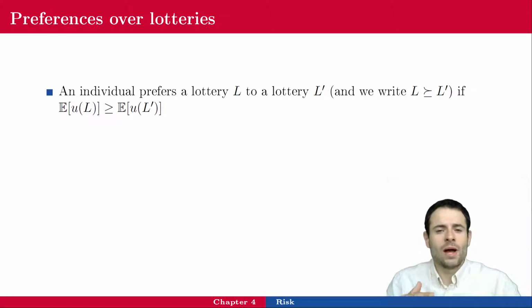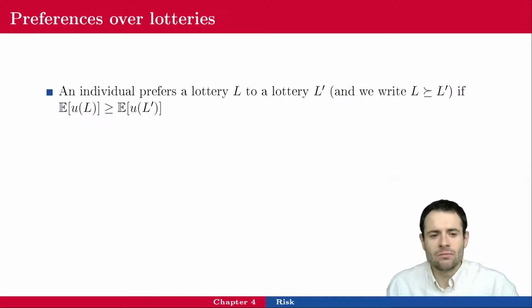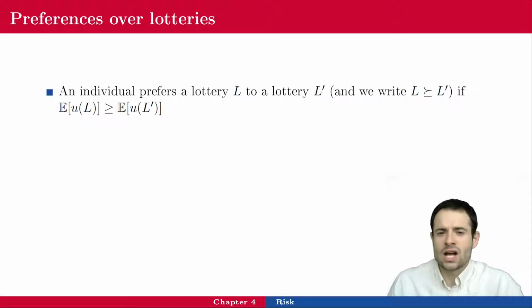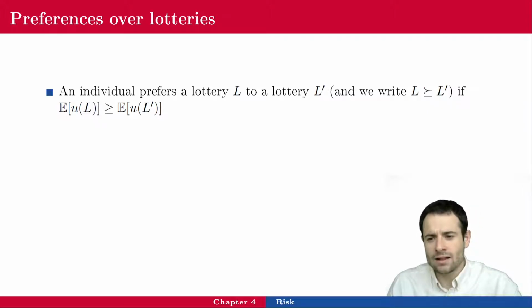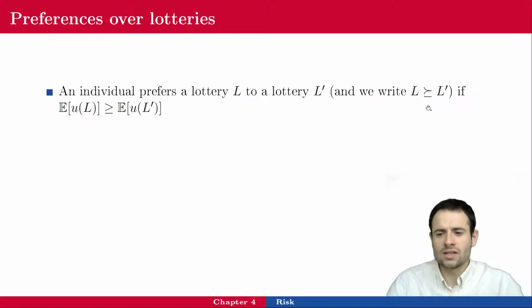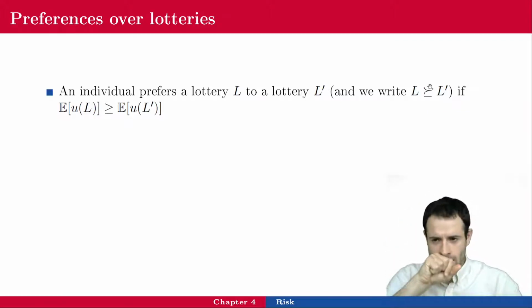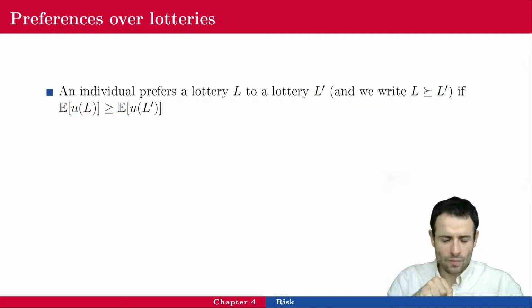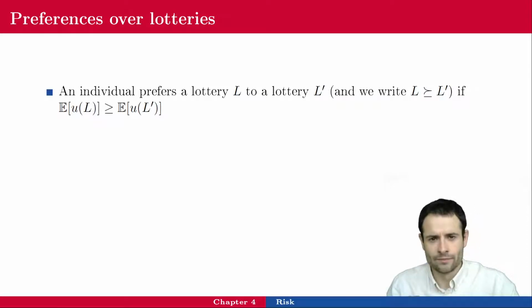The same way I talked about preference between tea and coffee, like I prefer tea to coffee, we are going to define preferences over a lottery. An individual prefers lottery L to another lottery L prime, which has other gains and other probabilities. In this case, we write L preferred to L prime. This symbol is not a symbol of being bigger, it's a symbol of being preferred. So it's a wavy bigger than or equal to sign.